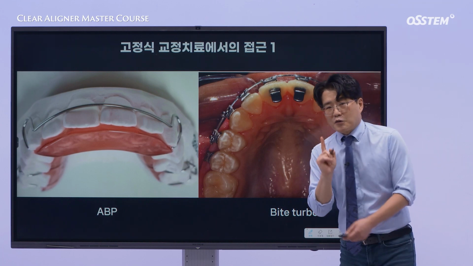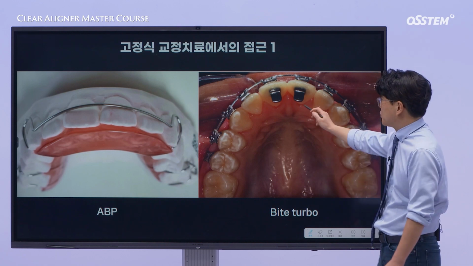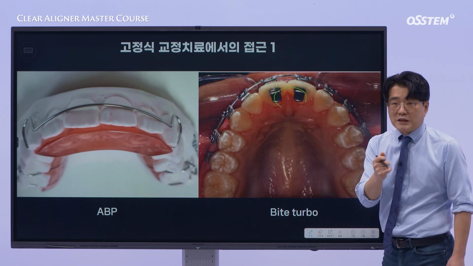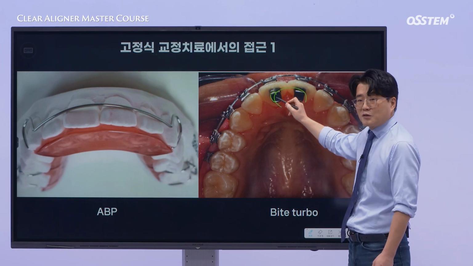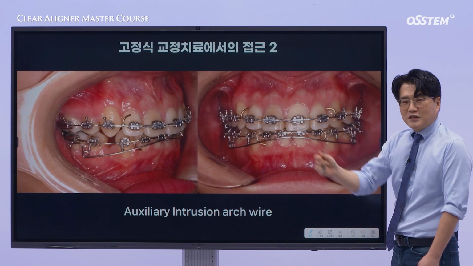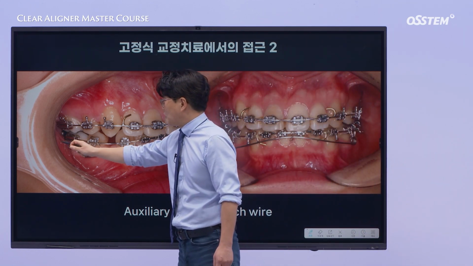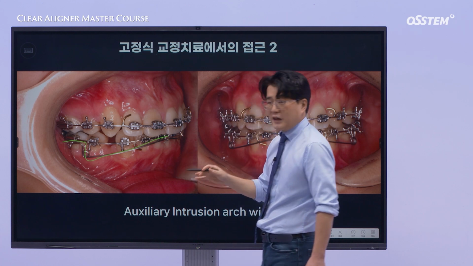If we compare this further with fixed orthodontics, it is similar to using a bite turbo. There are ready-made options available. Personally, I often fabricate them myself using blue resin. With additional consideration, auxiliary arch wires such as a Ricketts intrusion arch wire can also be used for intrusion.